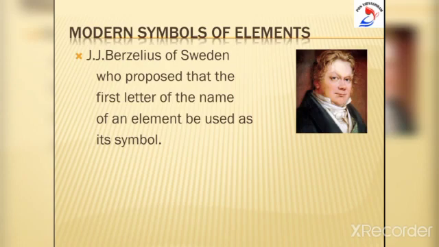Symbols for elements were difficult to draw and inconvenient to use. So Dalton's symbols are only of historical importance. They are not used at all. It was J.J. Berzelius of Sweden who proposed that the first letter and another letter of the name of an element be used as its symbol. This idea led to the modern symbols of elements, which are described below.